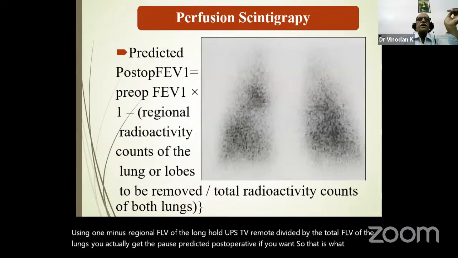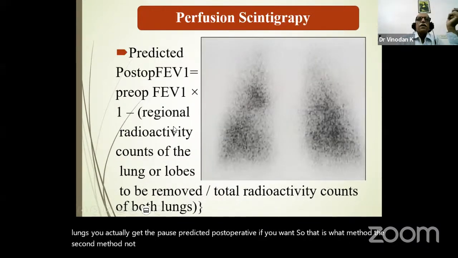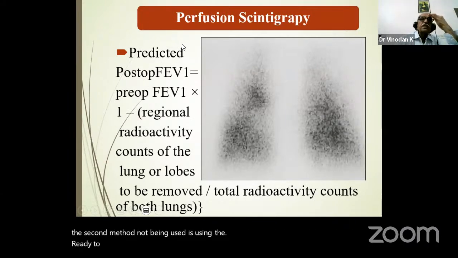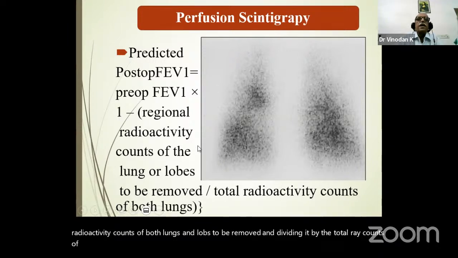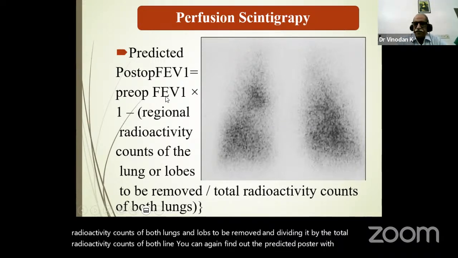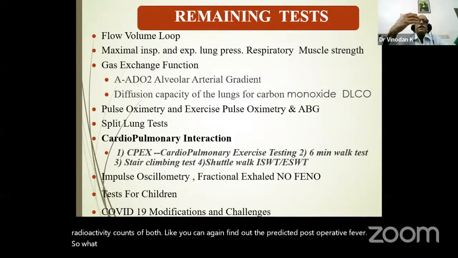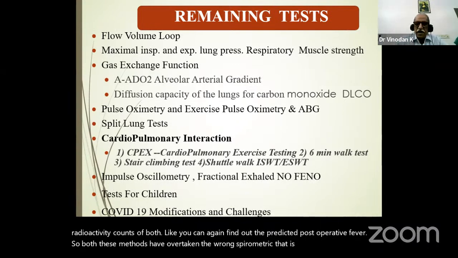The second method now being used is the radionuclide test. With that, again looking at the regional radioactivity counts of the lungs and lobes to be removed, and dividing it by the total radioactivity counts of both lungs, you can again find out the predicted postoperative FEV1. So both these methods have overtaken the bronchospirometry. That is why nobody talks about it these days.